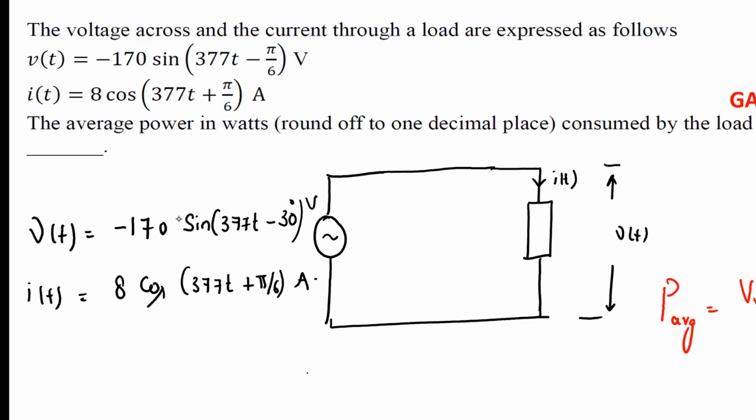Usually we prefer cosine. Why? Because the cosine wave is the reference. Understand? The third important thing you have to ensure is the frequency of both signals. Omega, the angular frequency of both signals, should be the same. Here in the question, fortunately, the frequency is the same. The omega value for both the signals is 377 radians per second.